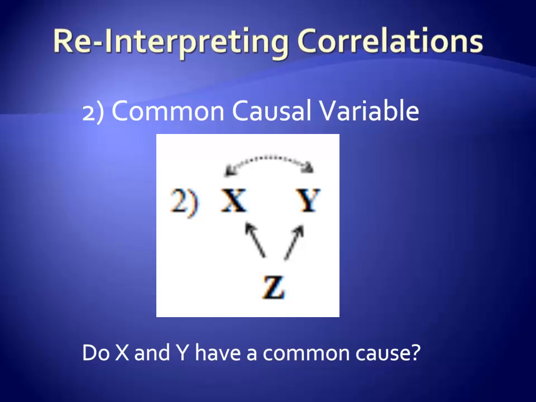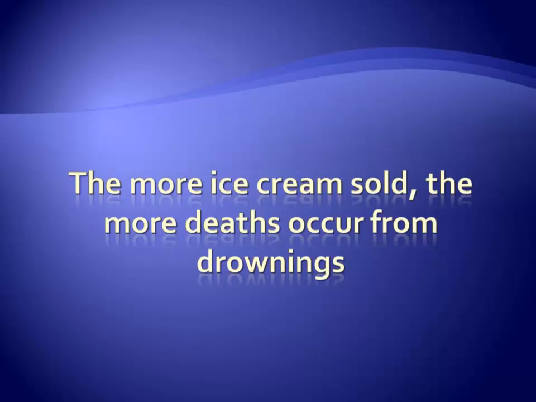A second way to reinterpret a correlation relates to the presence of a common causal variable. This means that X and Y are correlated because they have a common cause. For example, there is a strong positive correlation between the amount of ice cream sold and the number of deaths that occur from drownings. Don't worry, there's no need to start clearing out your refrigerator.